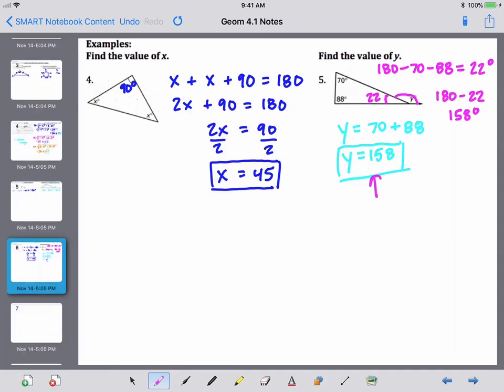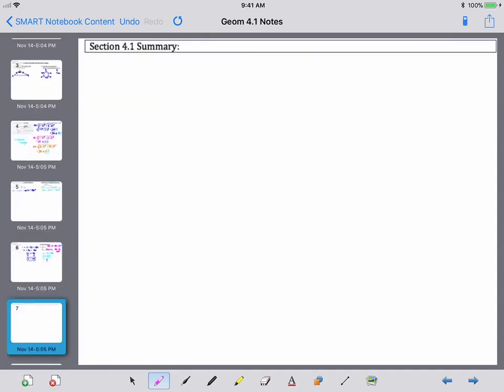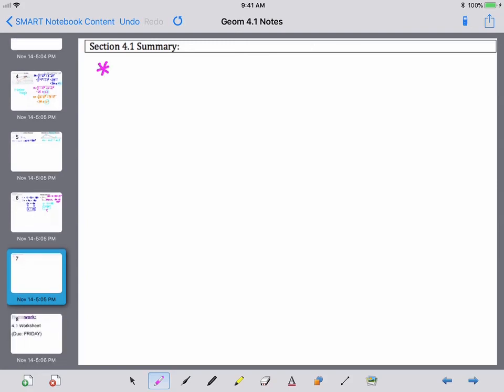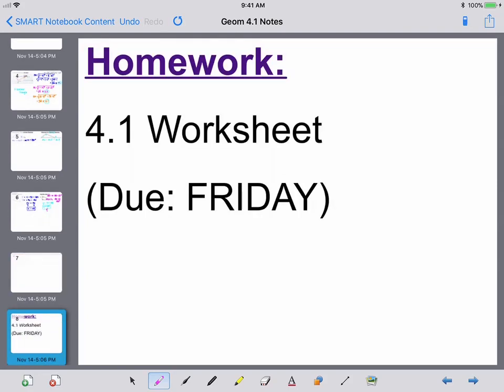All right, so your task after taking these notes is to summarize what we talked about here. And then there is a worksheet on the table up front that you need to complete by Friday.